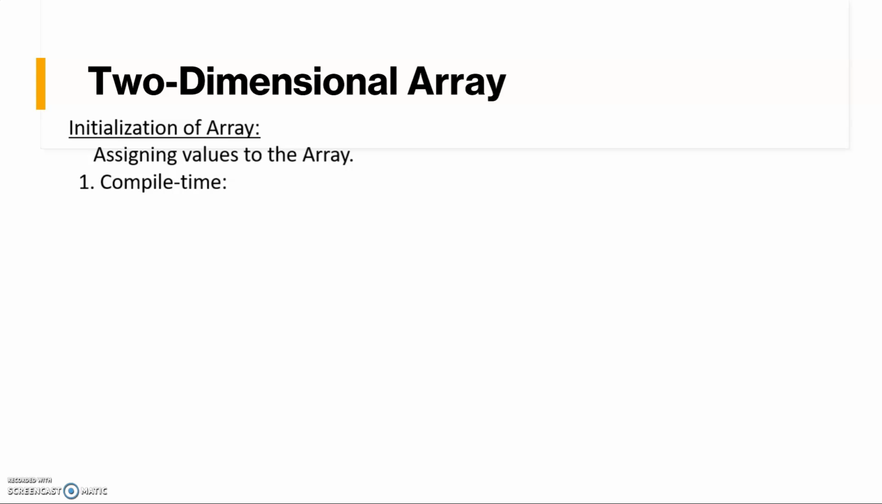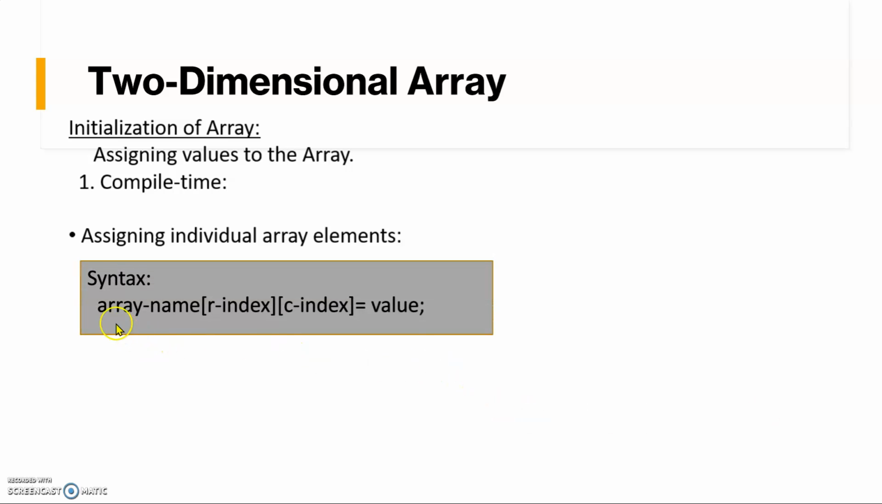Compile time is nothing but initializing in the program itself, and that can be done in two ways. The first way is assigning the individual array elements, the same as you have done with a one-dimensional array, by using the indexing: you mention the array name, then give the row index and column index, and give the specific value for that.